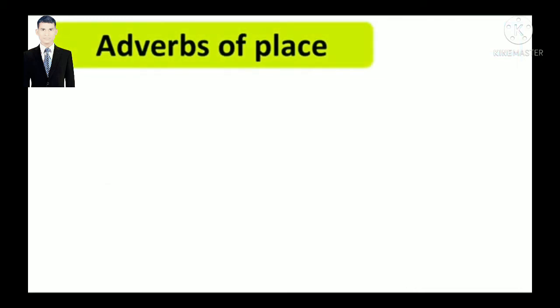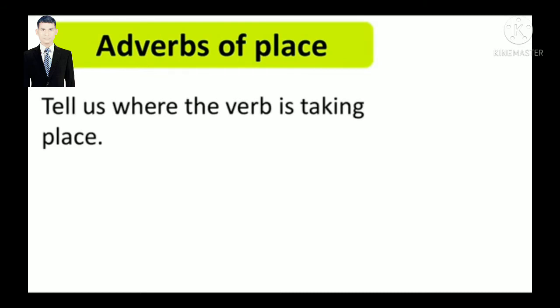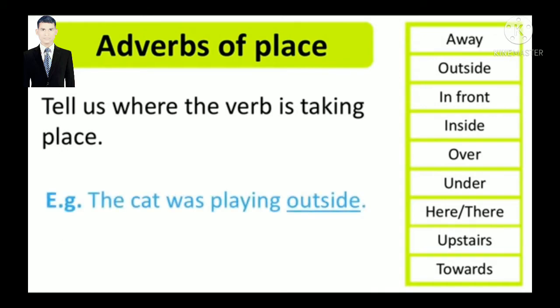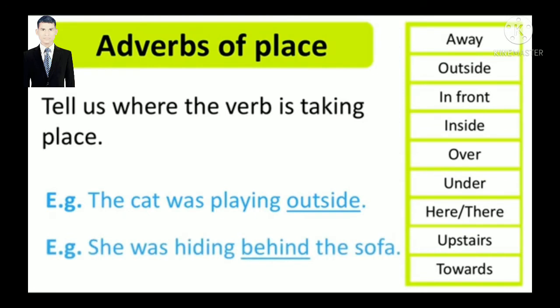Adverbs of place. These adverbs tell us where the verb is taking place. This includes away, outside, in front, inside, over, under, here, there, upstairs, towards. For example, the cat was playing outside. She was hiding behind the sofa.